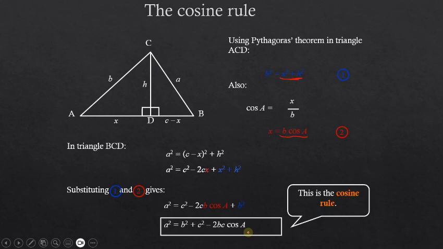So if they ask you to prove the cosine rule expression, it's as simple as this. Just divide the triangle that you are given into two right angle triangles, write your expression for Pythagoras theorem for each of them, and then compare, and you get this expression.